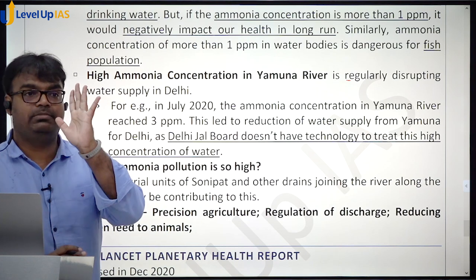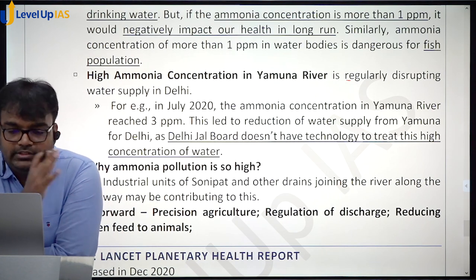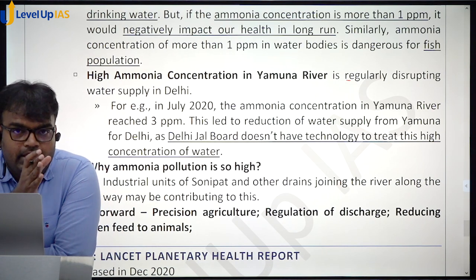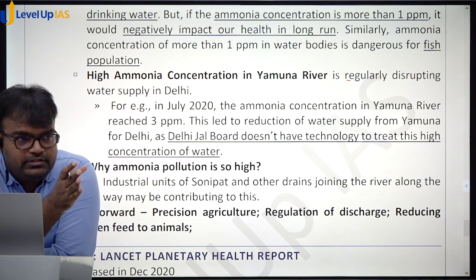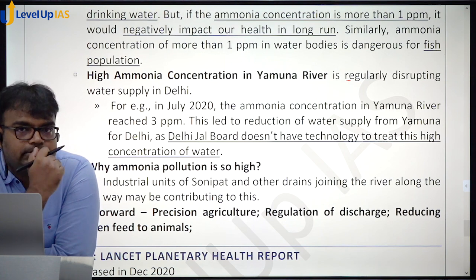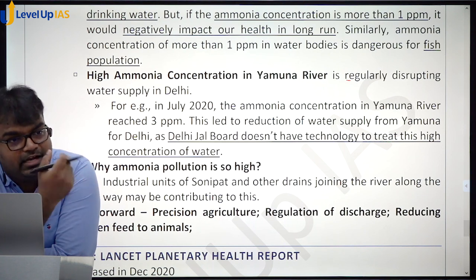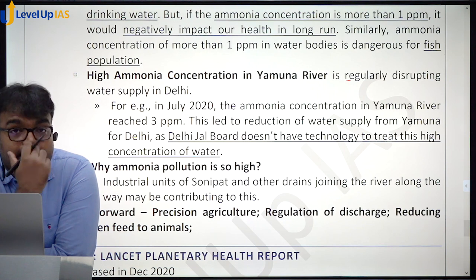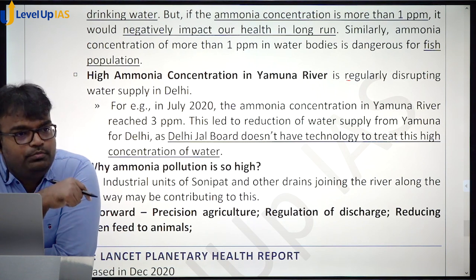And thus the water supply in Delhi gets disturbed. Please note, once the Yamuna River enters Delhi, you won't be able to use it. So just before it enters Delhi, there's a barrage from where we take the water for Delhi. Now the problem comes. If a lot of pollutant in Haryana gets added into the Yamuna River, in that situation, what would happen? Ammonia would be high, they won't be able to use it.